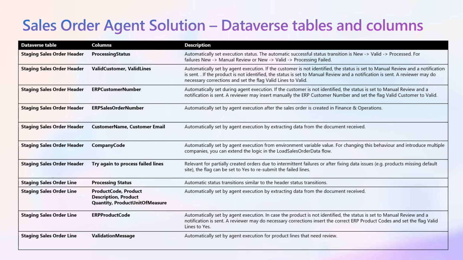Staging sales order lines. This table stores line level data, product codes, and product details. Key columns include the processing status, which has automatic status transitions similar to the header status transitions. Product code, product description, product quantity, and unit of measure are automatically set by the agent. ERP product code is automatically set during the agent's validation phase. And the validation message is as well set by the agent. In case any lines are not valid, you will see the relevant message in order to correct the data.